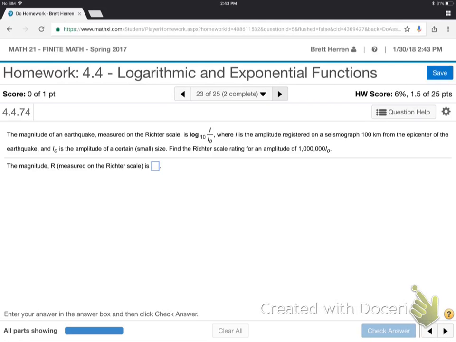Number 23 says this thing is log base 10 of I over I0. That's the Richter scale, how they measure the magnitude of earthquakes. They're saying the amplitude is 1 million I0. Well, how do I do that? Right here's the key. I is the amplitude. Amplitude is 1 million I0. Oh, that goes right there for I.